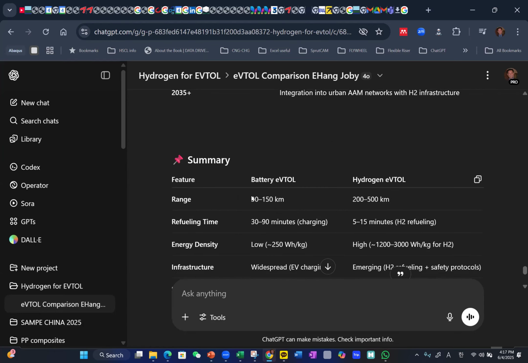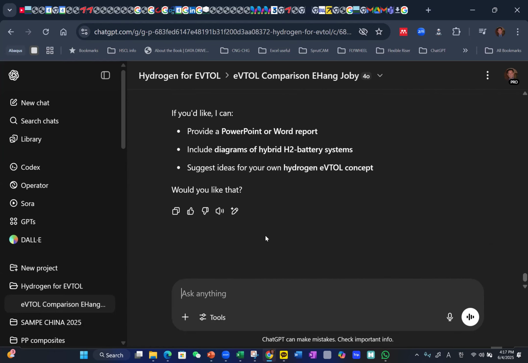Now, I'd like to add one more thing. We can estimate, how can we estimate the power system of an eVTOL using hydrogen? That's the key part in our TOM project.